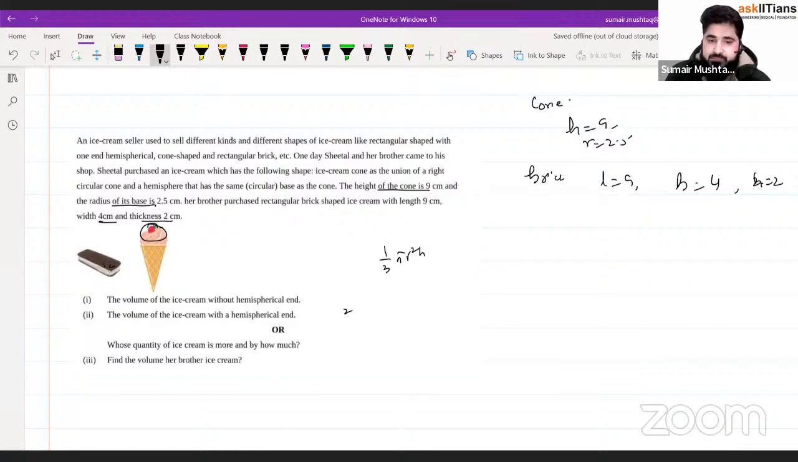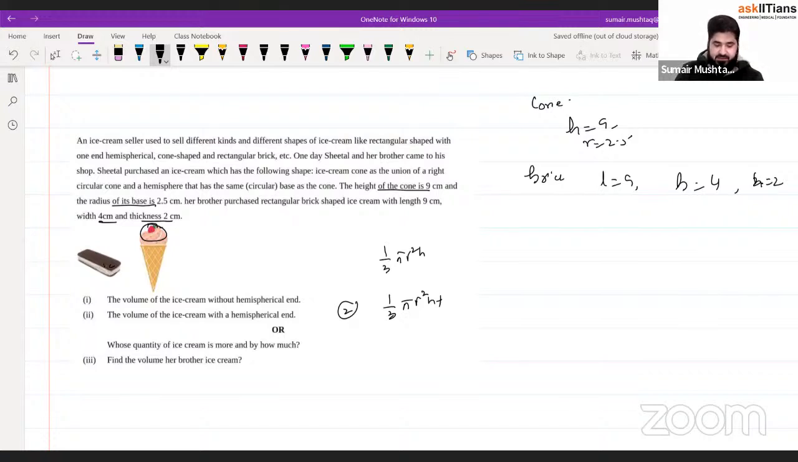Volume of the ice cream cone with the hemispherical end. That means for the second part, what you need to do is 1/3 pi r squared h plus the hemispherical end. So you need to add this. What is the height in the hemisphere? You can see the radius will be equal to, see, the height is 9, that's given.